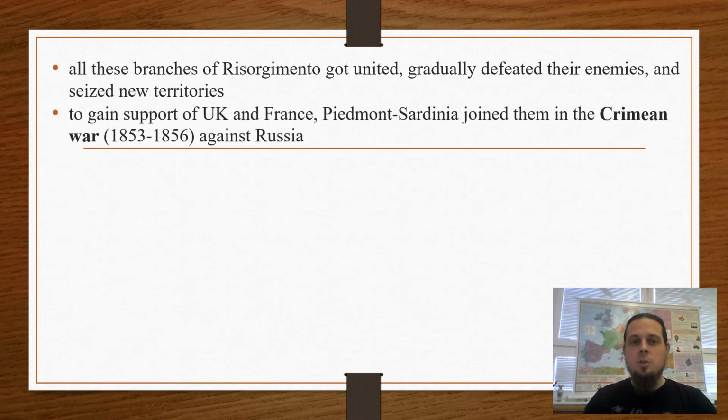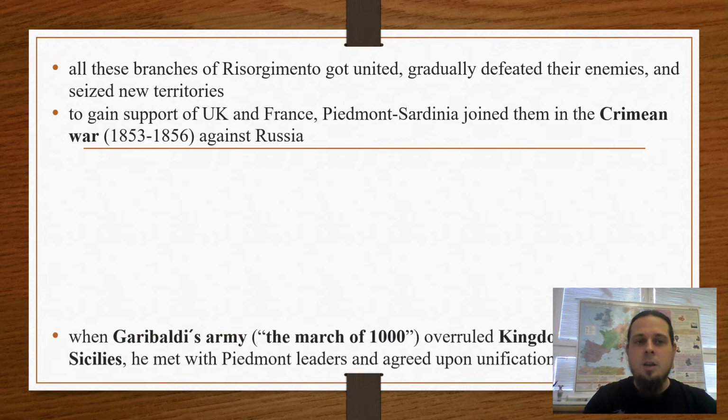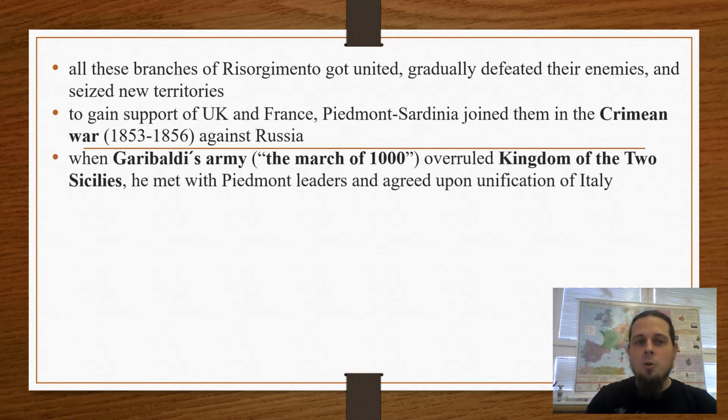Now all these branches of the Risorgimento had to unite, and gradually they managed to defeat their enemies and seize new territories. Of course, they needed to gain the support of major countries that could stand against, let's say, France. The United Kingdom, which happened.